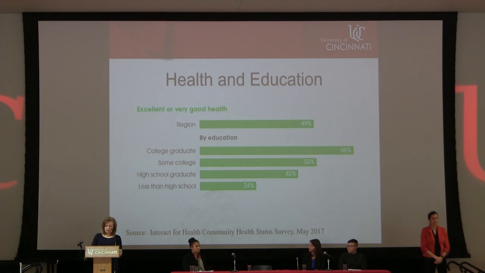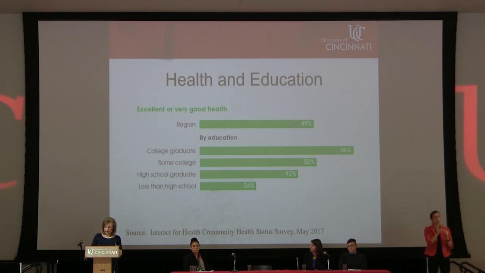Interact for Health is a philanthropic foundation serving our community, focused on improving health of all people. They serve as a catalyst by promoting health equity through grants, education, research, and policy engagement. They also conduct research and collect data to monitor and evaluate. So in 2017, they asked people, in general, how would you rate your health? Would you say it's excellent, very good, good, fair, or poor? Overall, about half of those surveyed rated their health as excellent or very good. But look at the difference here between being a college graduate, 66% reported good health, compared to those with less than a high school diploma at only 24%. So these results show us that more educated adults report better health.